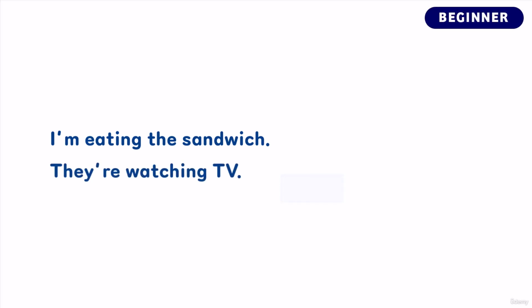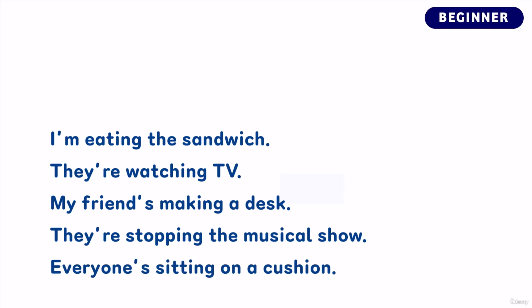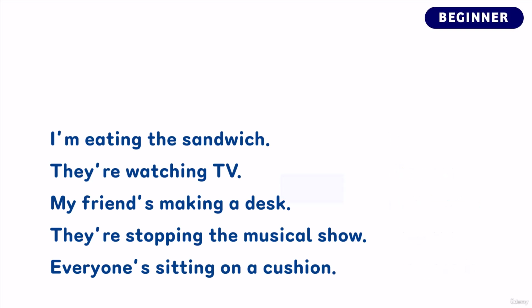Let's take a look at a few more example sentences. They're watching TV. My friend's making a desk. They're stopping the musical show. Everyone's sitting on a cushion. So as you can see, each sentence has the verb to be plus the verb ing structure. And the subject agrees with the correct form of the verb to be. So we have they are, my friend is, everyone is.